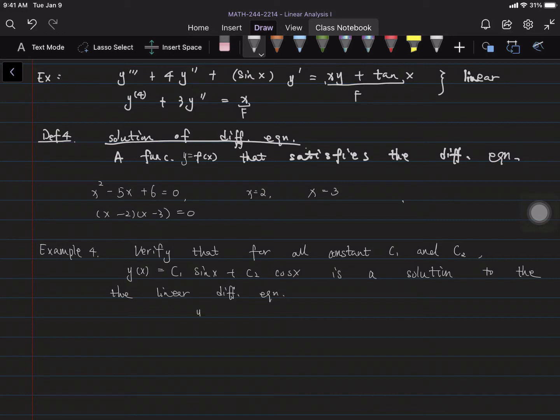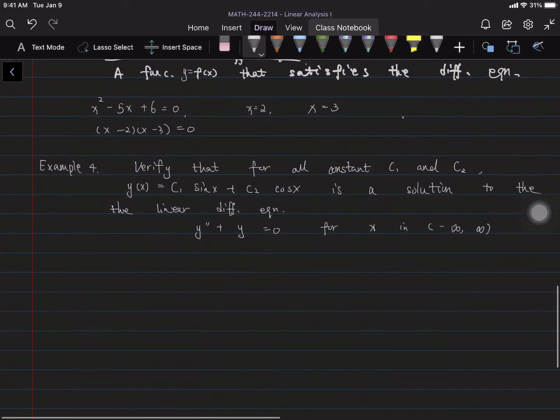So the equation is this one: the second derivative plus y equals 0, for all x in negative infinity to infinity. Okay. So we just want to see if our function, the solution, satisfies the equation or not. So let's take a look.